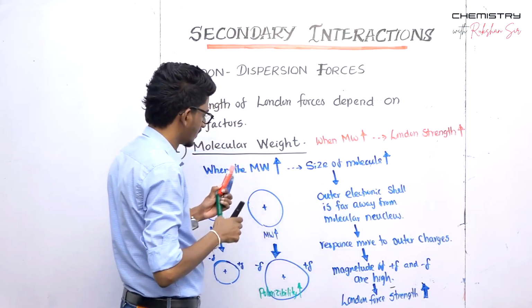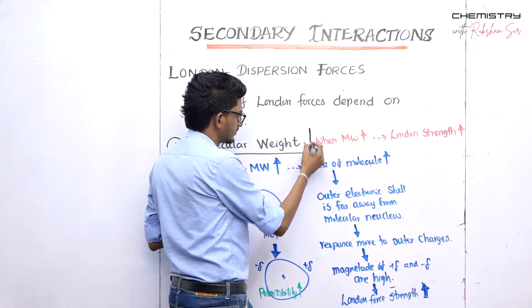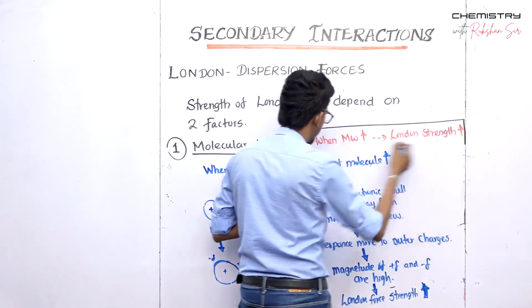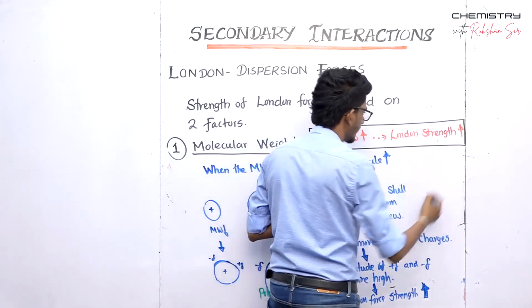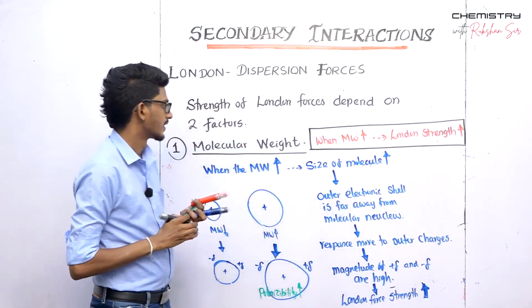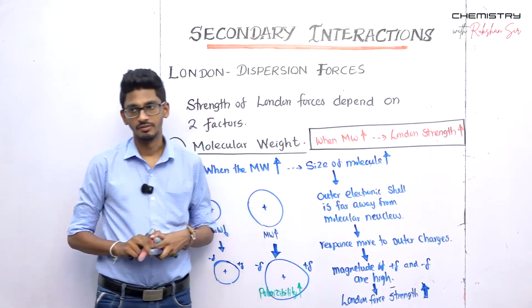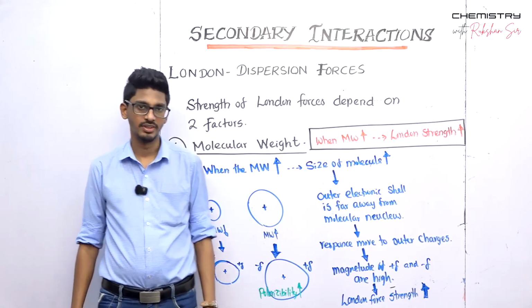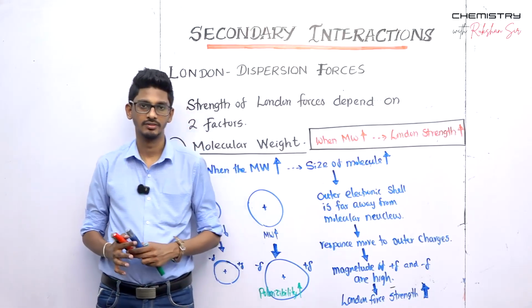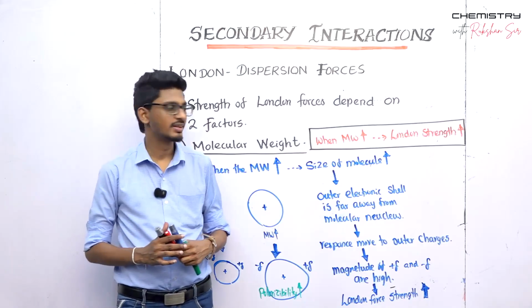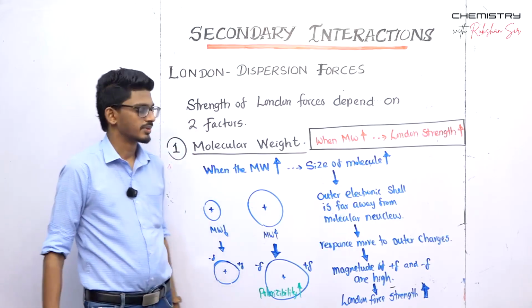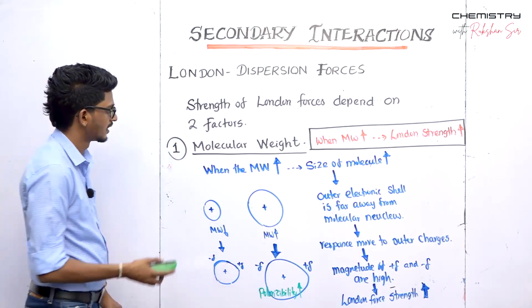Right, this is the first factor which affects the London force strength, the molecular weight. Let's come up with some example for this one.